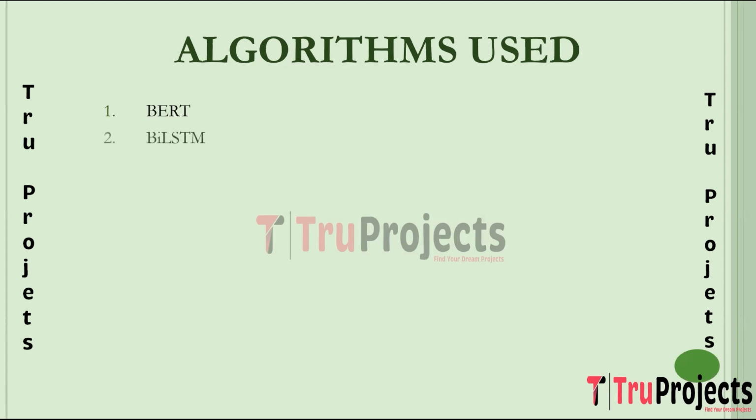The next one is BiLSTM, which is bidirectional long short term memory. It is a type of recurrent neural network that processes input sequences in both forward and backward directions. It captures long term dependencies in the sequential data. BiLSTM is used to model sequential dependencies in the text, making it suitable for understanding the sequential nature of language in tweets.